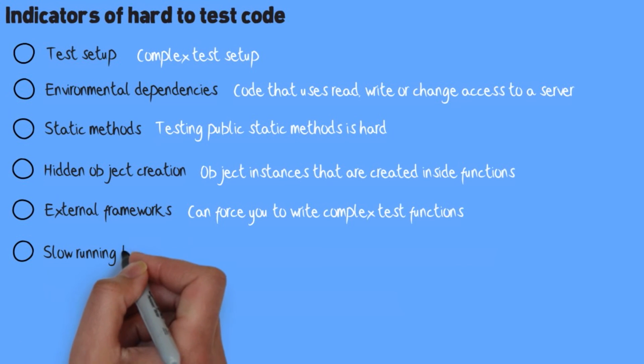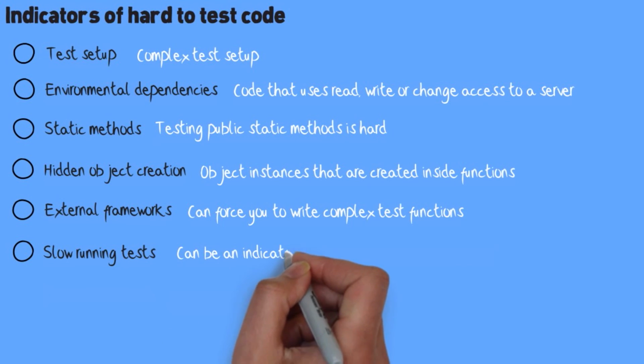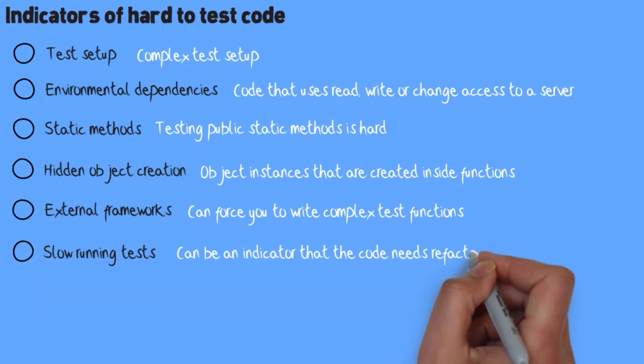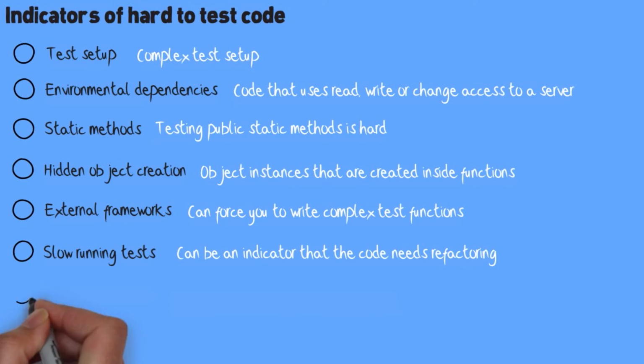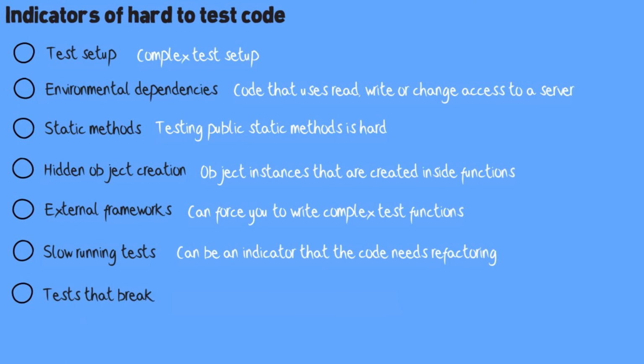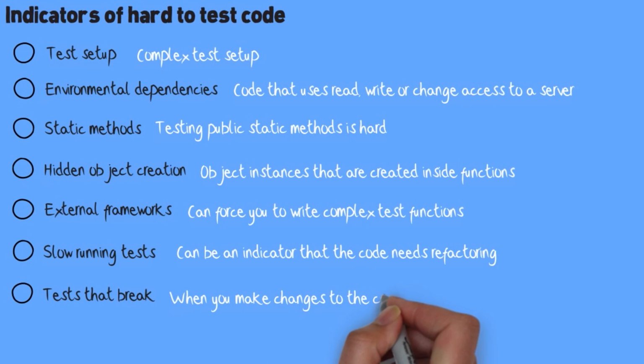Slow running tests. Slow running tests can be an indicator that the code needs refactoring. Tests that break. Tests that break when you make changes to the code is in many cases a very good indicator that the code needs refactoring.